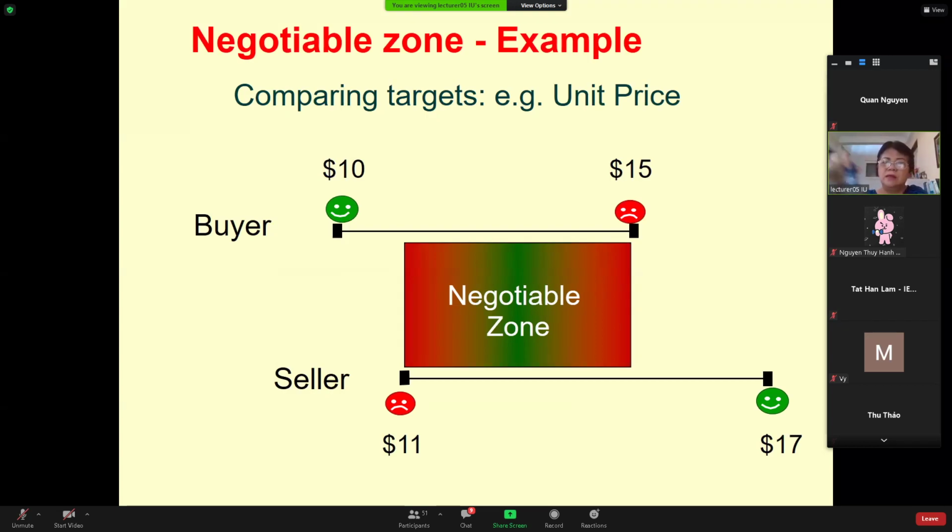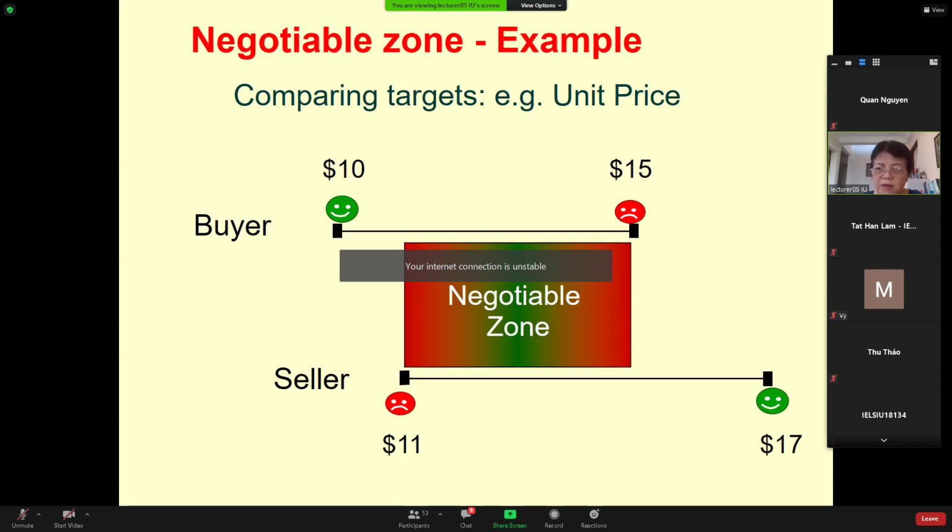Negotiation zone, negotiable zone, example. The company target: you want to buy the thing, okay? So the target, if you buy it at $10, you as a buyer are happy. If you buy it at $15, oh, you are not happy, okay? You're disappointed.